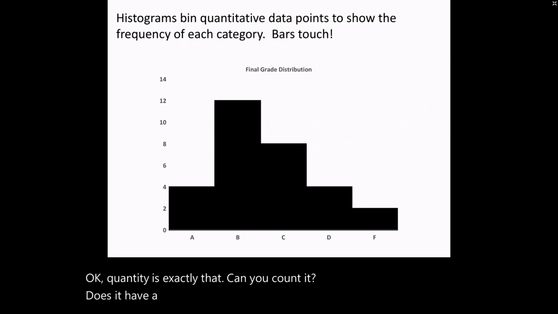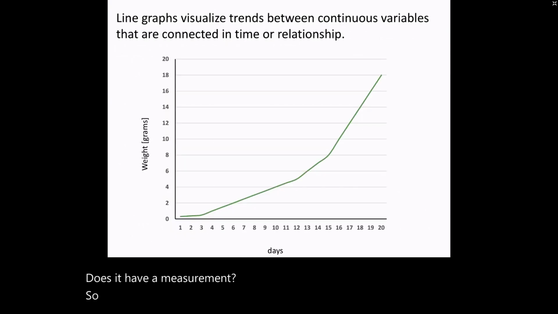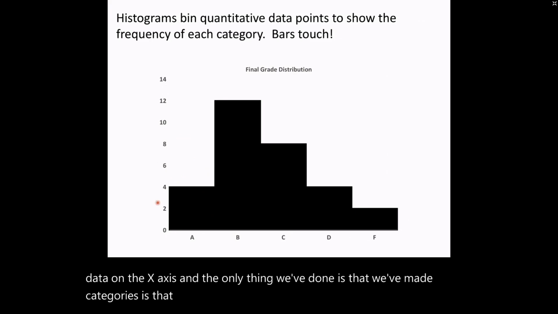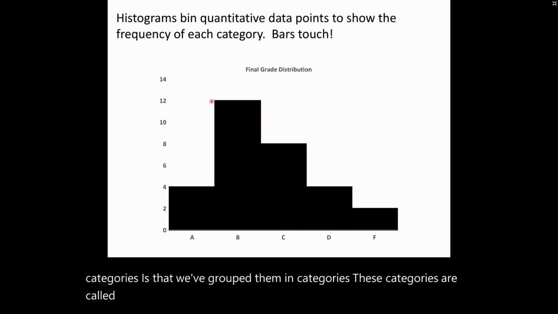So histograms, to me, are very similar to line graphs. We have this continuous data on the x-axis, and the only thing we've done is that we've made categories, is that we've grouped them in categories. These categories are called bins, B-I-N-S, okay? And so here, I've taken all the students.